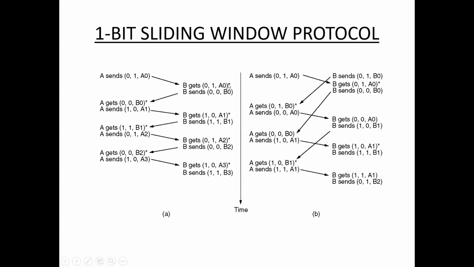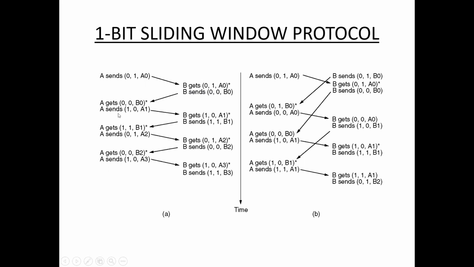Received frame to transfer to the network layer. A sends 0, 1, A0 and B gets this 0, 1, A0. And next B sends sequence number 0, and this 0 represents the acknowledgement for this 0. And B0. Next B sends 0, 0, B0, and A gets this 0, 0, B0.